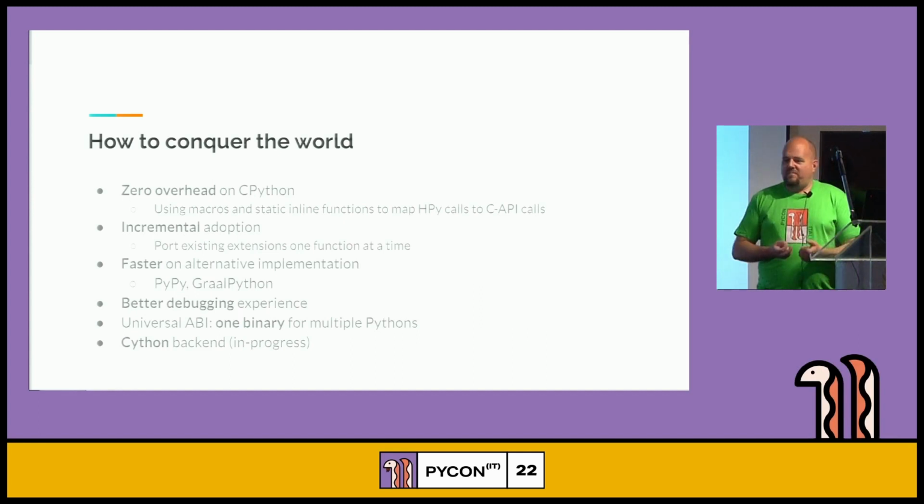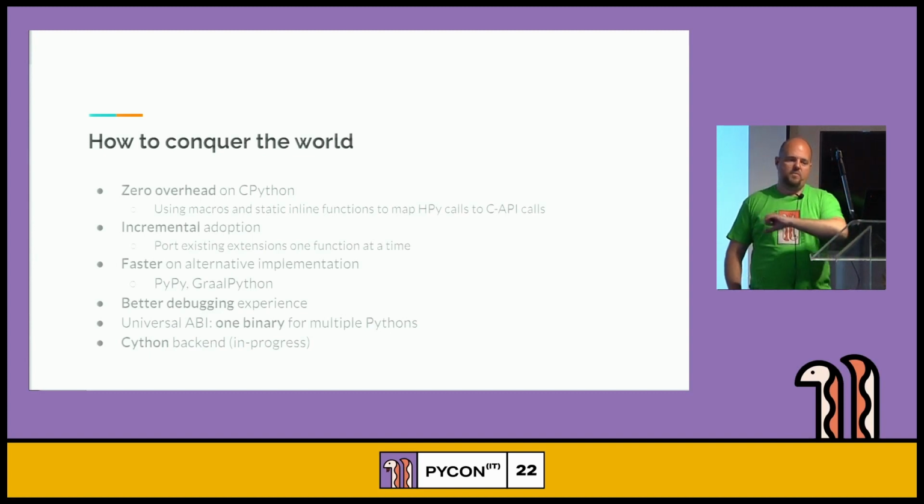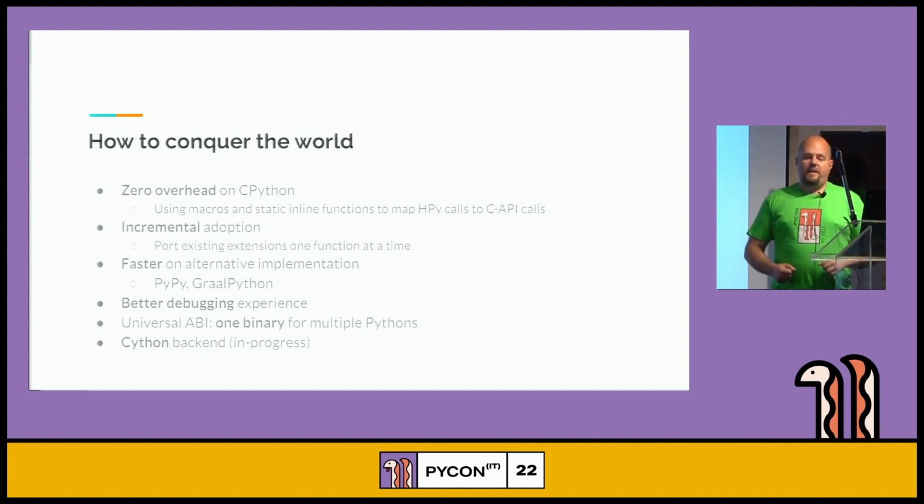So if you rewrite NumPy using HPy, the end result should be at least as fast as now on CPython. I will explain later how we achieve this. It should be possible to port existing modules incrementally, because, again, try to port NumPy as a whole. It's impossible, but the idea is that you can port things one module at a time, one type at a time.